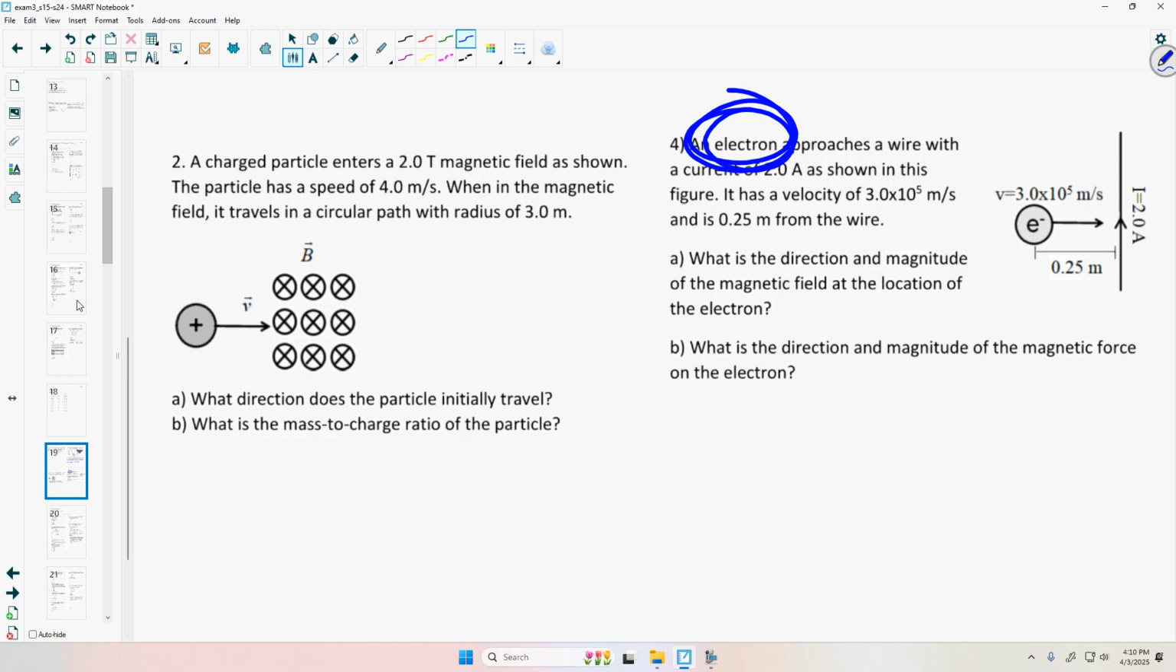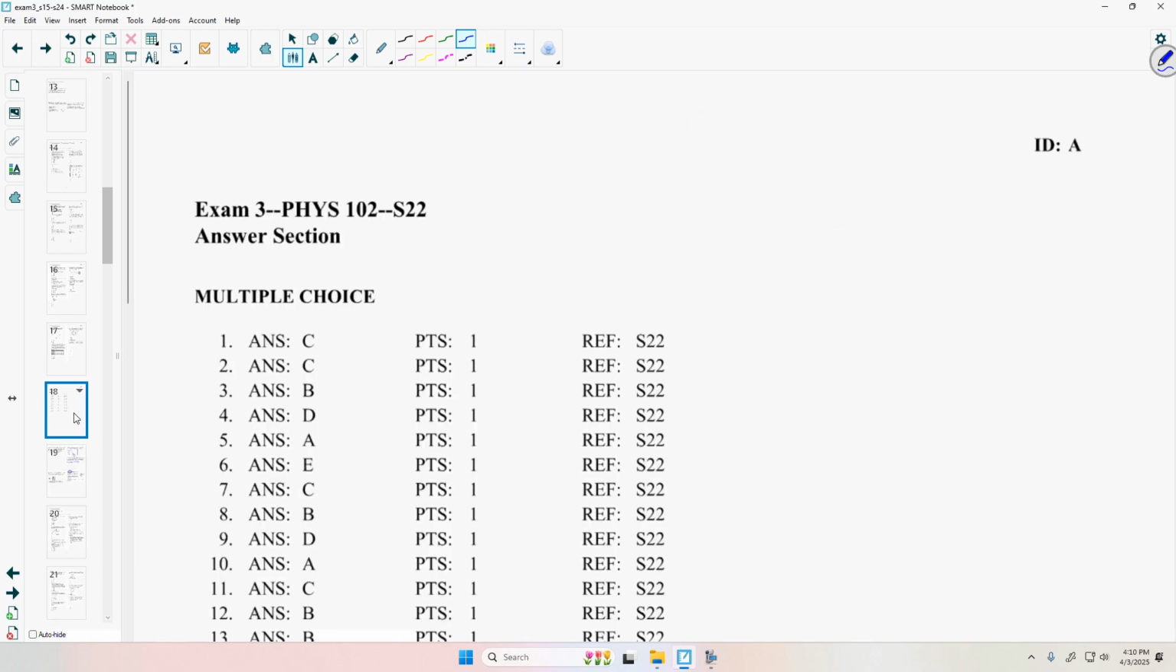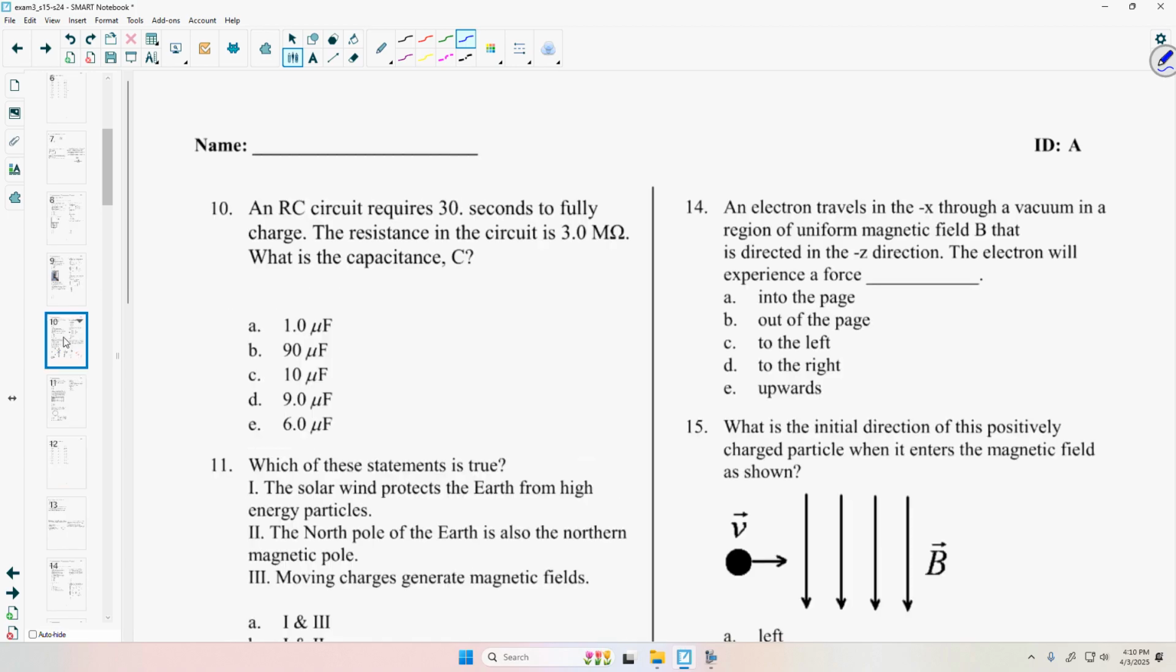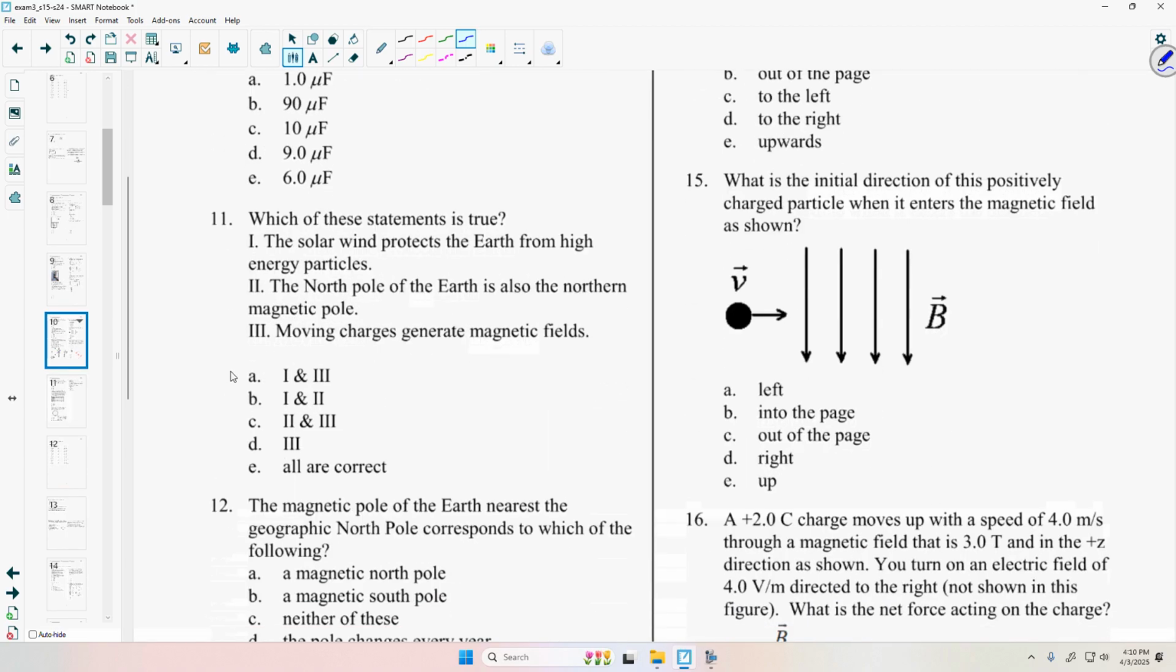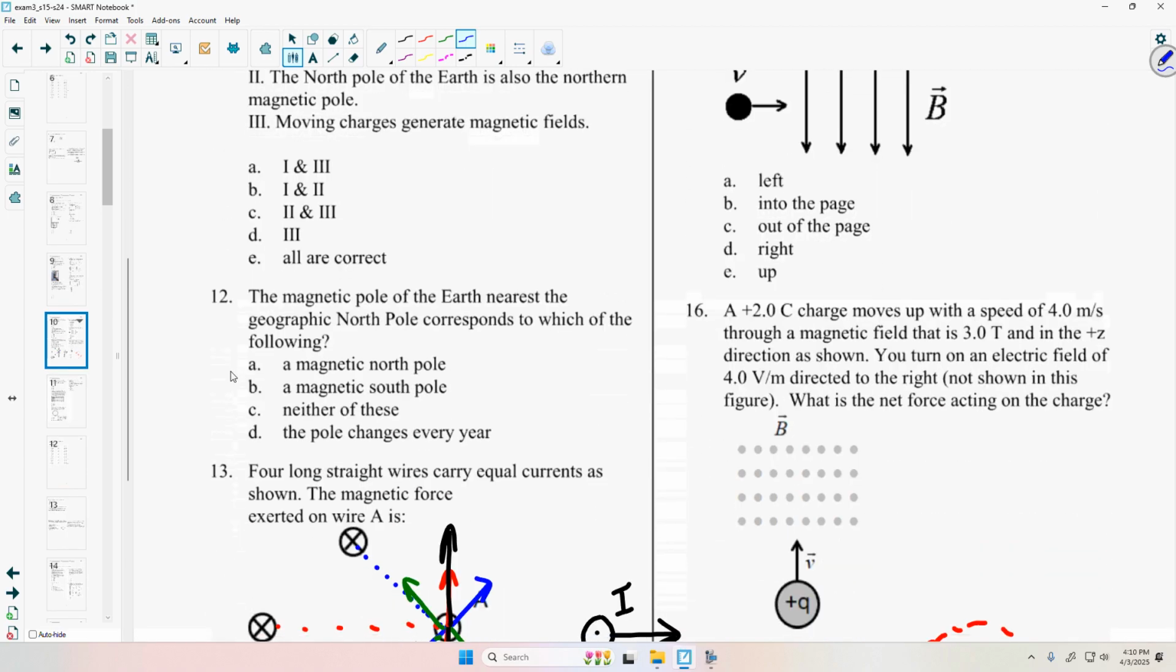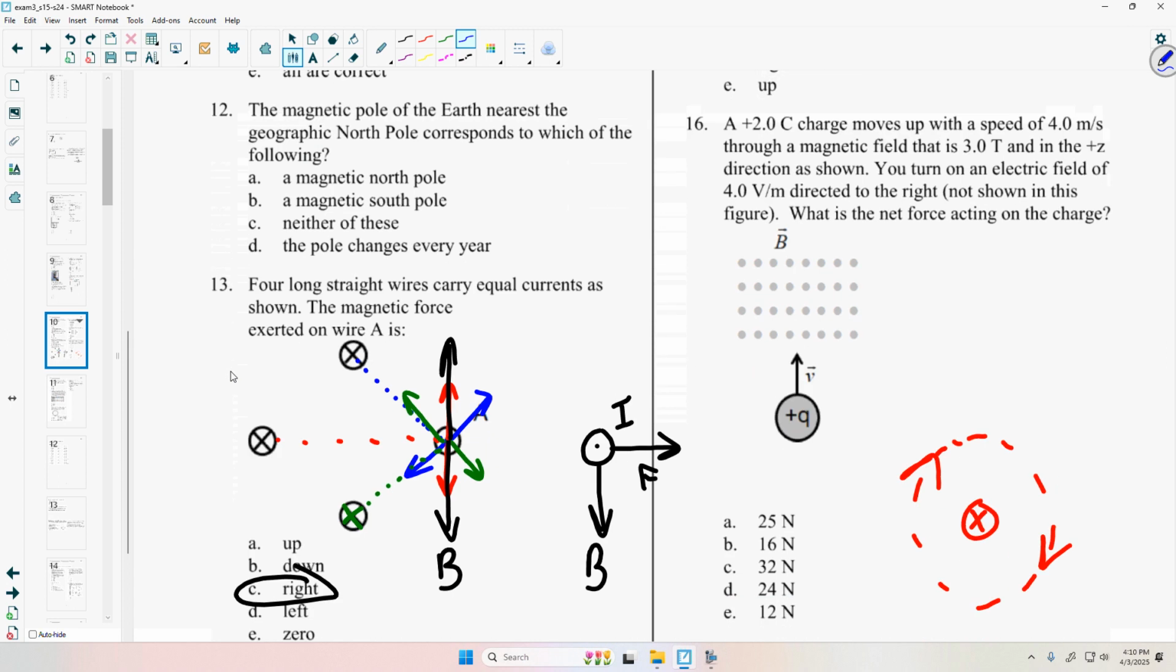Spring number 16 on 23. Okay, so we've done these before, where I have a particle that's moving through a magnetic field, and there's also an electric field. I need to calculate both of those. Let's just go ahead and calculate the magnitudes of them both.